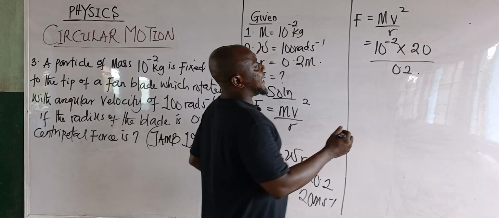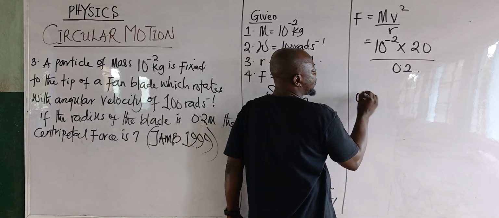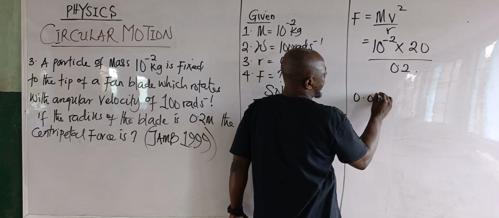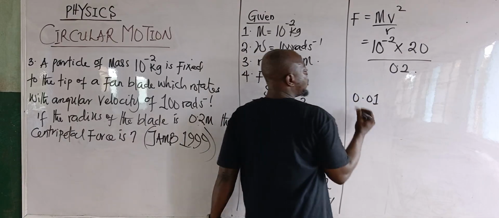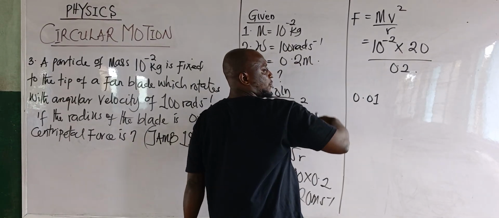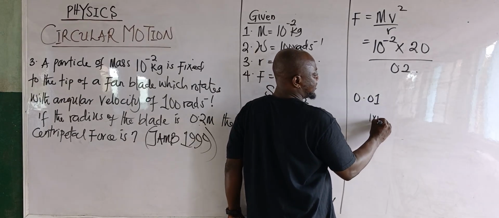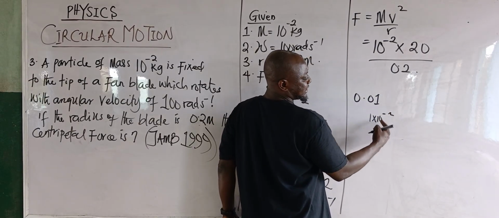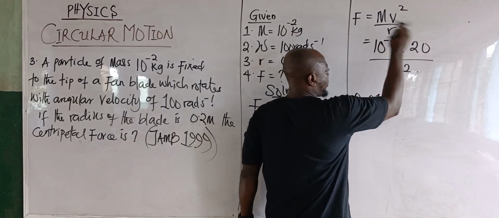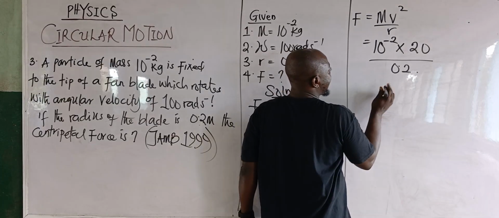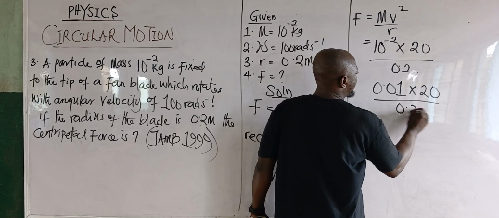Now observe that this variable here is given as 0.01. So it's now taken into standard form, because if you are moving from right to left, it's plus. If you are moving from left to right, it's minus. So that is where we have 1 times 10 raised to the power of minus 2. So originally, let's take this back to the point it was, which is 0.01, times 20 divided by 0.2.